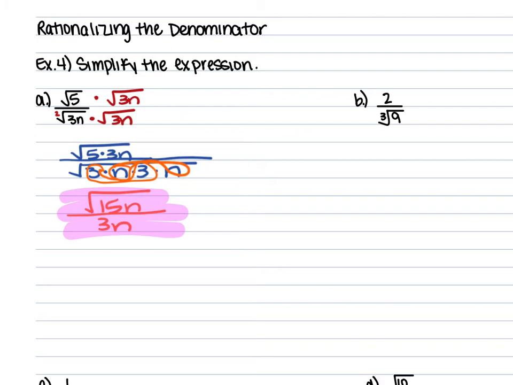With these, whatever's underneath the radical cannot be simplified by something that's not underneath the radical. So yes, 15 is divisible by 3. However, because they're both not under a radical, you cannot do anything with that 15.